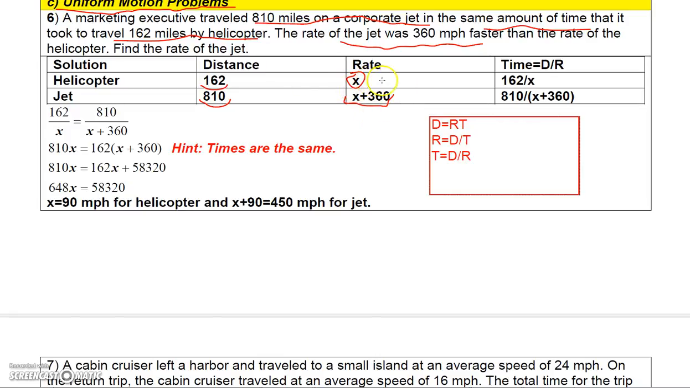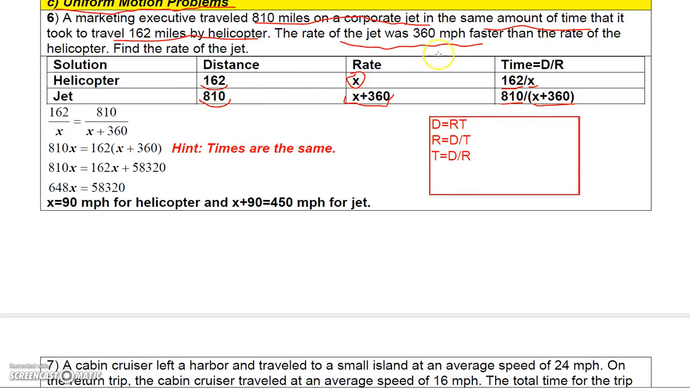So now if we know the distance and the rate, then the time for the helicopter's trip has to be distance over rate, which would be the distance of 162 miles over his rate, which is x miles per hour, of course. And then the jet traveled 810 miles, and his rate was x plus 360 miles per hour. So the idea is if we can solve for x, we can find the rate of the helicopter, and then once we know the rate of the helicopter, we can find the rate of the jet.